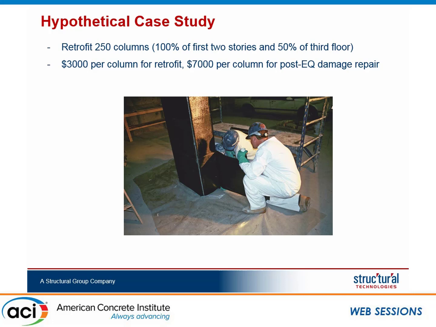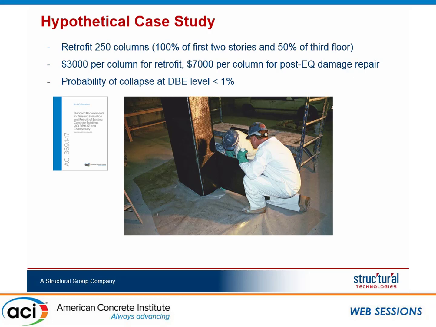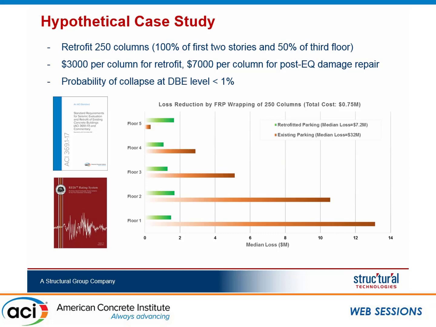If we approach this problem today, again, we're going to be stuck without having access to something like ACI 369 to quantify what it means when we wrap these columns. But using that information and using the same example, we could establish that we can reduce the probability of collapse to less than 1%. And again, using the fragility curves that the platform already allows you to customize, we went back and created the same example, this time with the retrofitted building. And the green chart shows the distribution of contribution of collapse at each level.